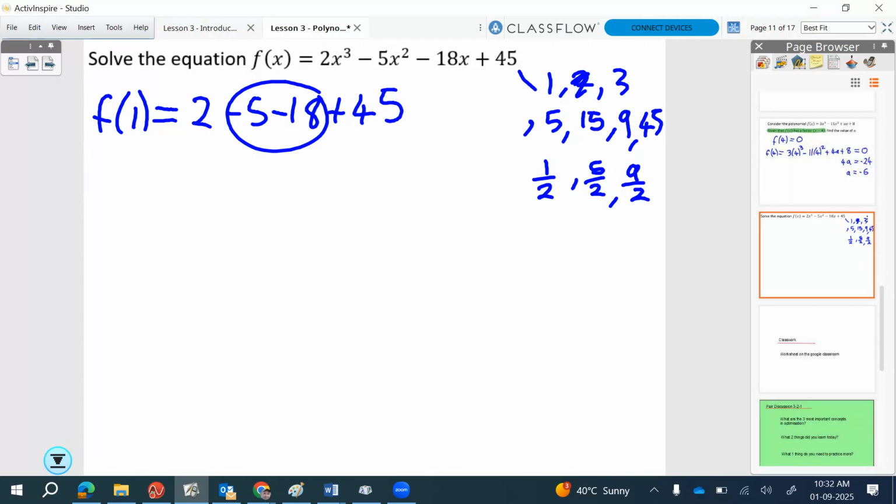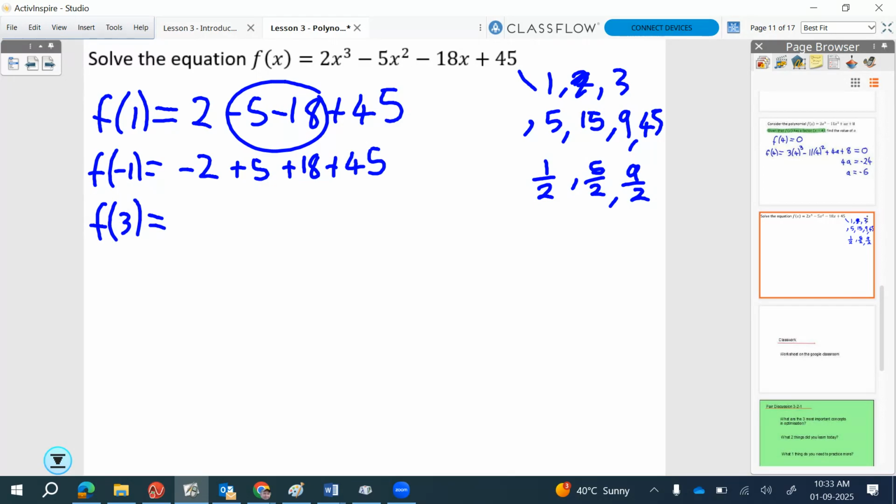No. Is the minus 1 going to work? No. The minus 1 is going to probably not work. You can see that one. So that's going to give us negative 2 plus 5 plus 18 plus 45. Still too big. Let's try the 3. F of 3.